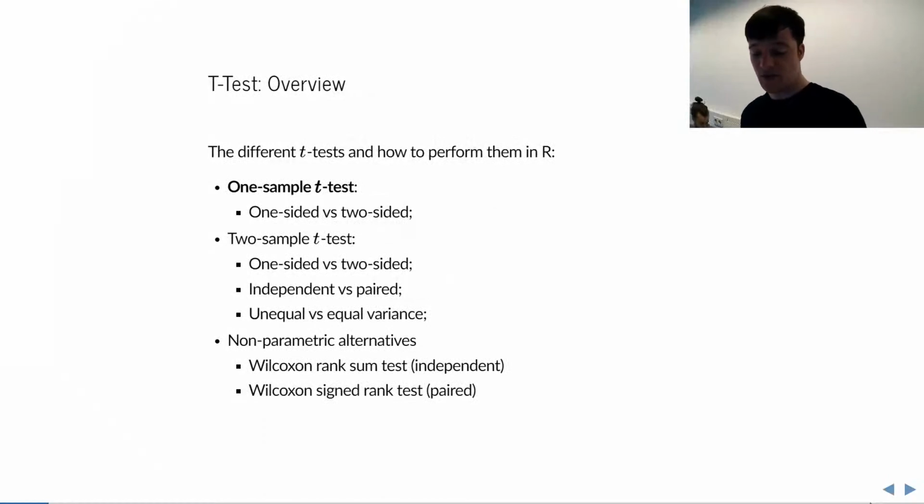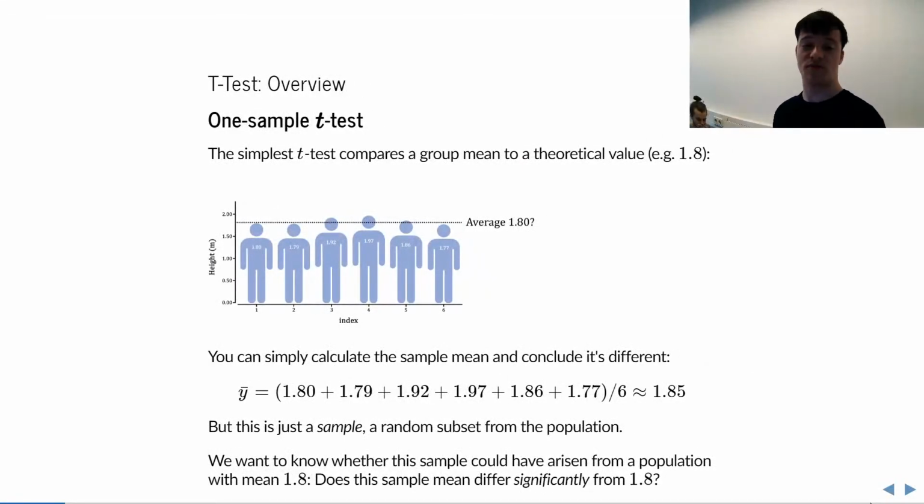Okay, so the simplest version of a t-test is called the one-sample t-test. It's called a one-sample t-test because there's only one sample. What you essentially want to do in a one-sample t-test is compare the group mean to a theoretical value. So let's say I want to know whether adult males in the Netherlands deviate from an average height of 1.8 meters. You could do that with a one-sample t-test.